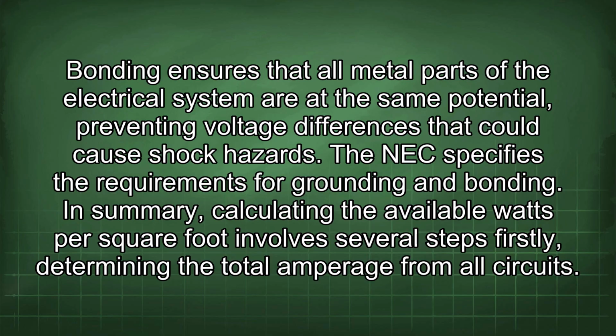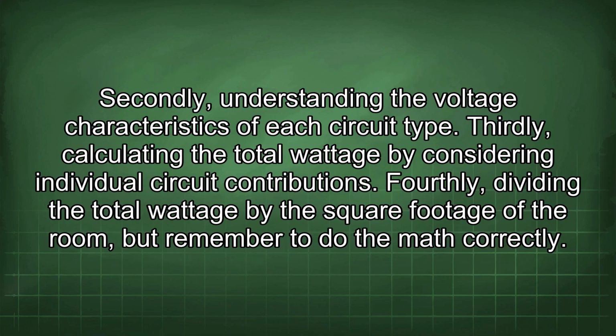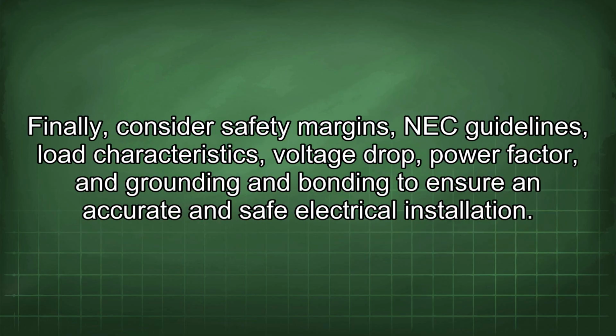In summary, calculating the available watts per square foot involves several steps. Firstly, determining the total amperage from all circuits. Secondly, understanding the voltage characteristics of each circuit type. Thirdly, calculating the total wattage by considering individual circuit contributions. Fourthly, dividing the total wattage by the square footage of the room, but remember to do the math correctly. Finally, consider safety margins, NEC guidelines, load characteristics, voltage drop, power factor, and grounding and bonding to ensure an accurate and safe electrical installation.